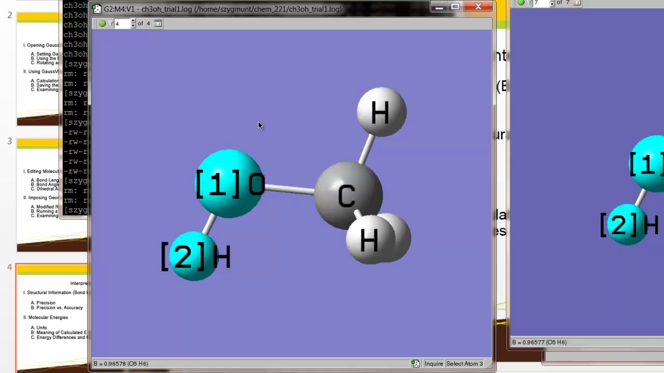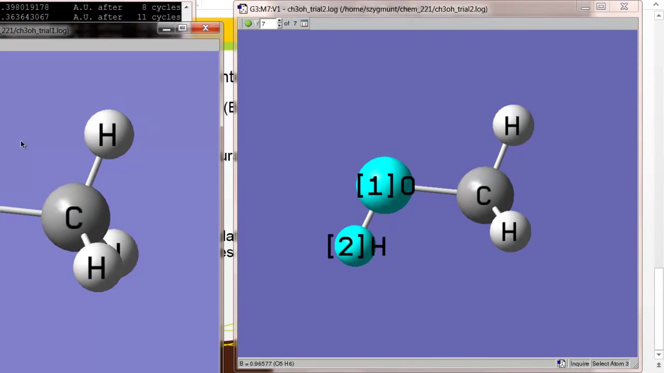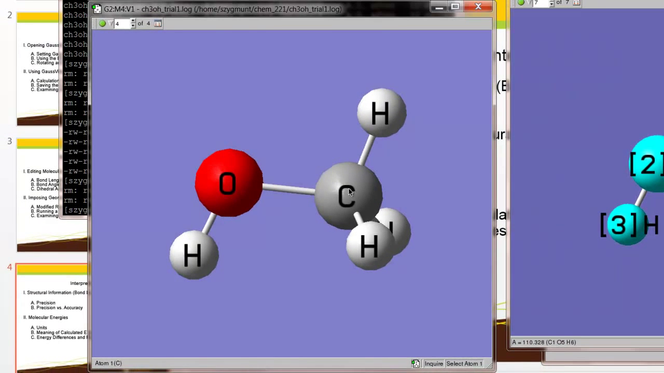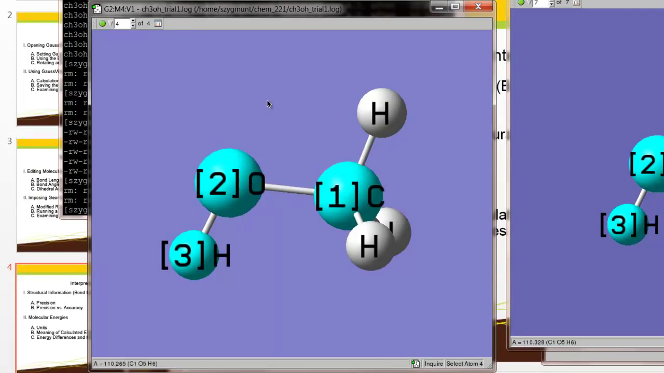What this means is that there's a fairly high degree of precision in these values. Let's try something that takes a little bit more sophistication to calculate, and that's the bond angle, this COH bond angle. We'll compare these 2 values in our 2 trials. One of them is 110.328, the other is 110.265. That's interesting because it shows that those values differ in the 1/10 of a degree place.